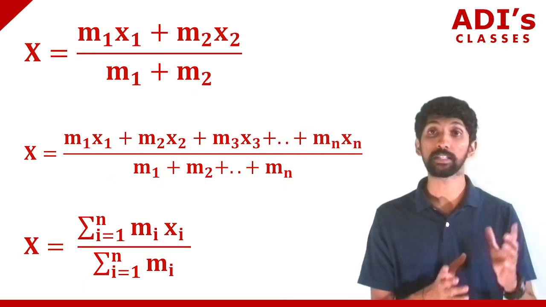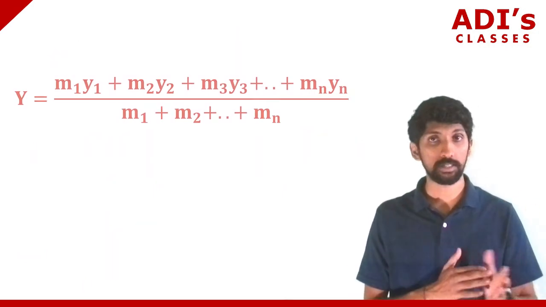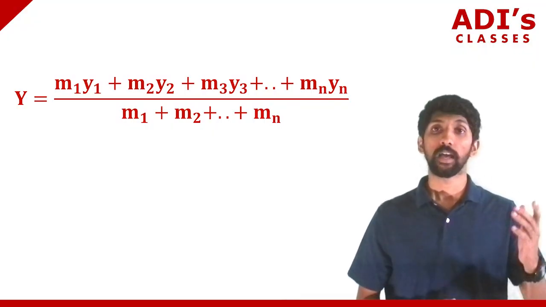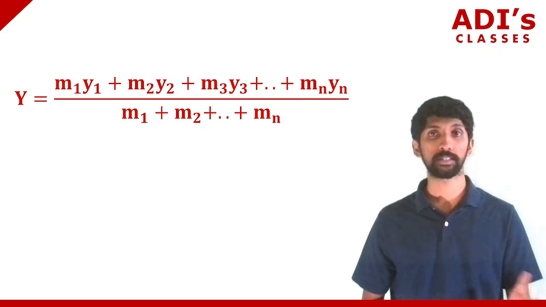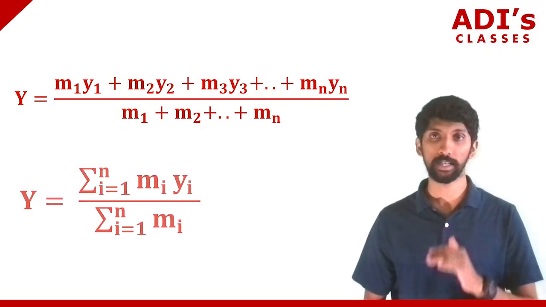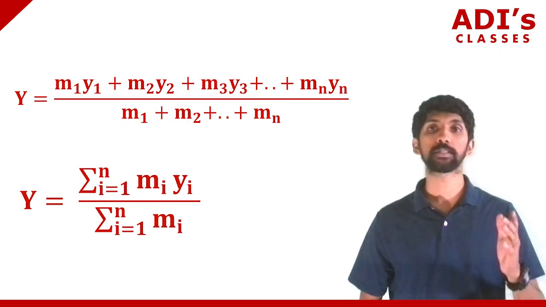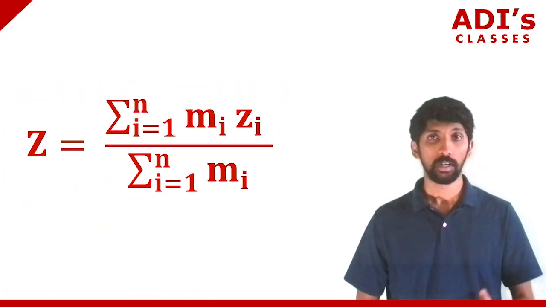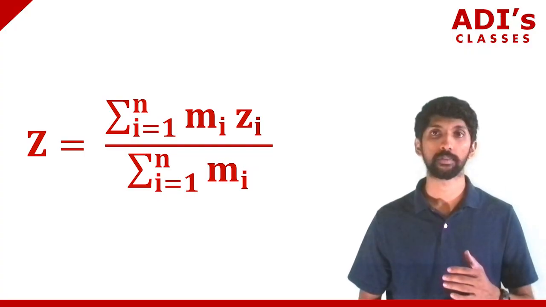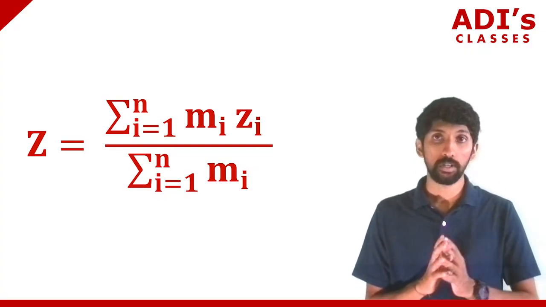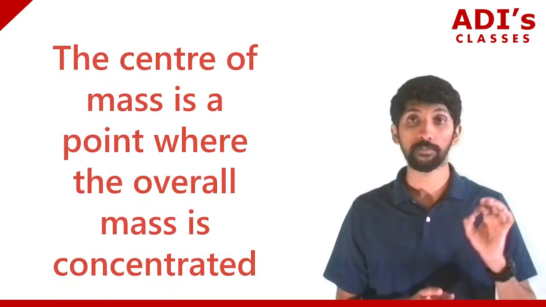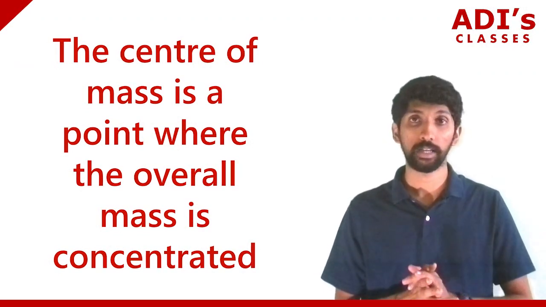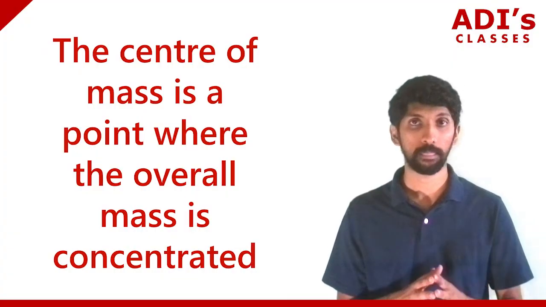What we did is just for the x coordinate. Now the same thing we can do for the y coordinate also, right? So we'll get m1 y1 plus m2 y2 plus m3 y3 till mn yn divided by m1 plus m2 plus m3 till mn. The same way, the sigma notation will also come. Similarly for z. So this gives us the coordinate of the center of mass, even in 3 dimensions, like x, y and z, correct?